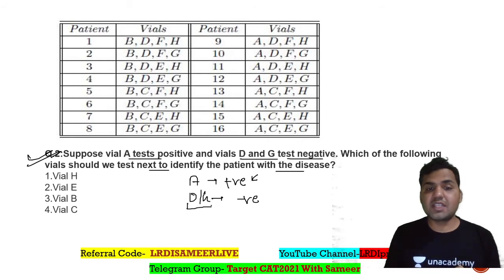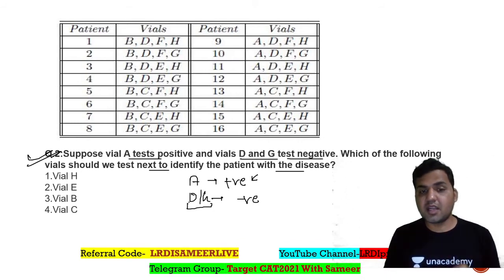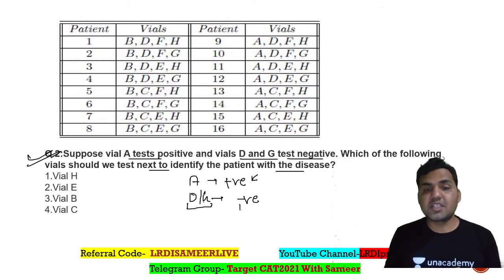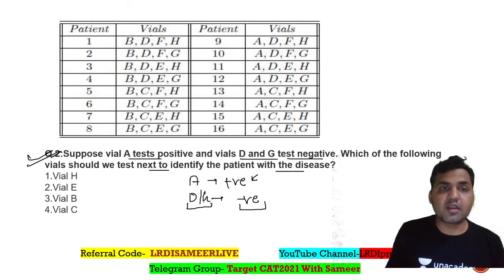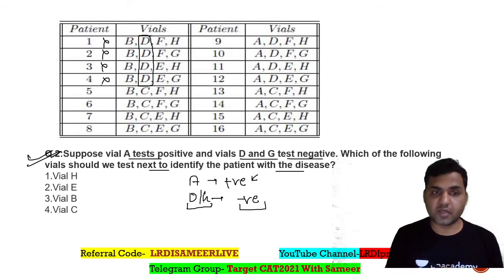And because D and G are negative, if a particular patient has blood in D and G, that particular patient will not have the disease. So eliminate all those patients whose blood is present in vial number D. So can I eliminate all these 4? Okay. And you can also see that all these patients with G will straight away be eliminated, right? These will also be eliminated, right?